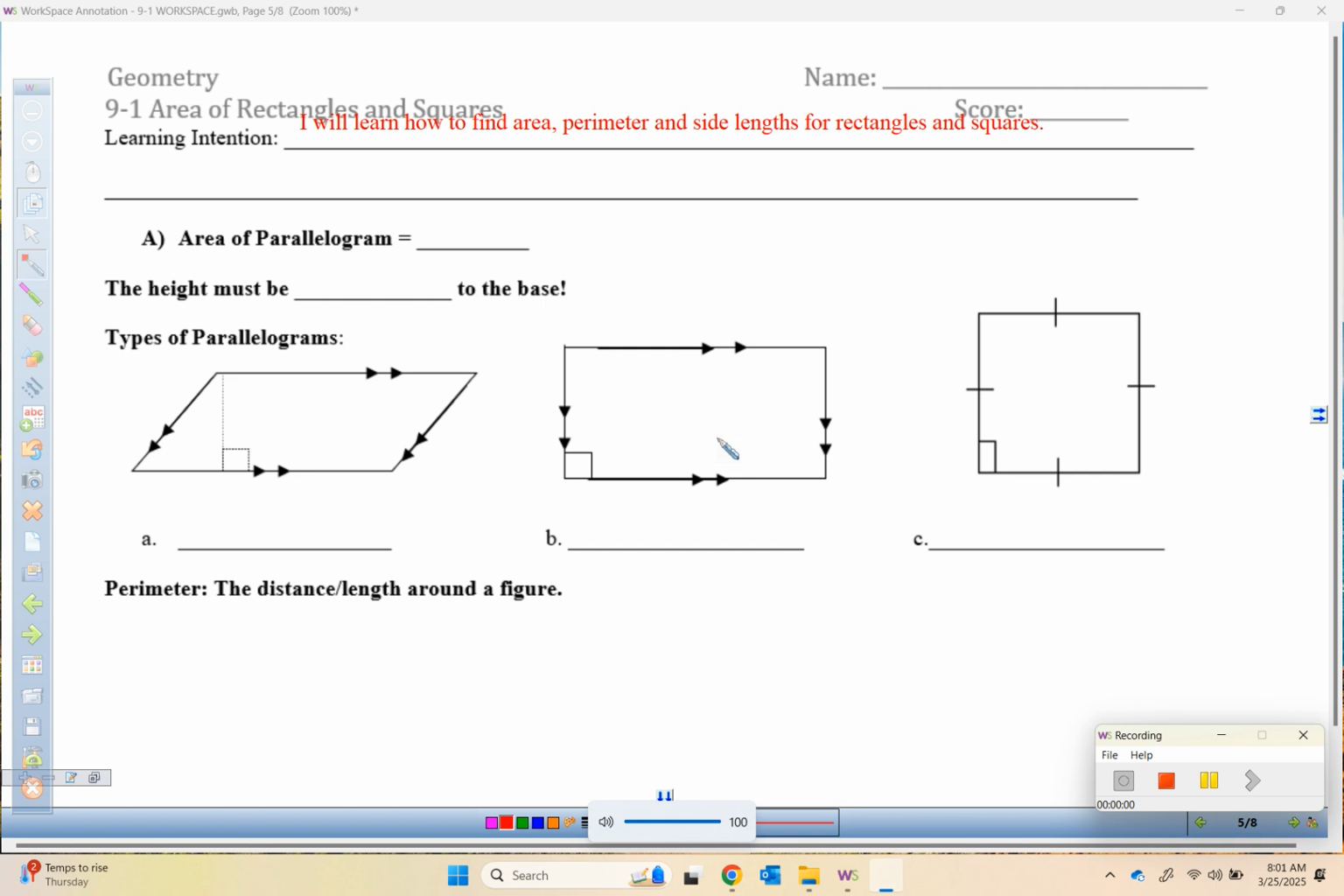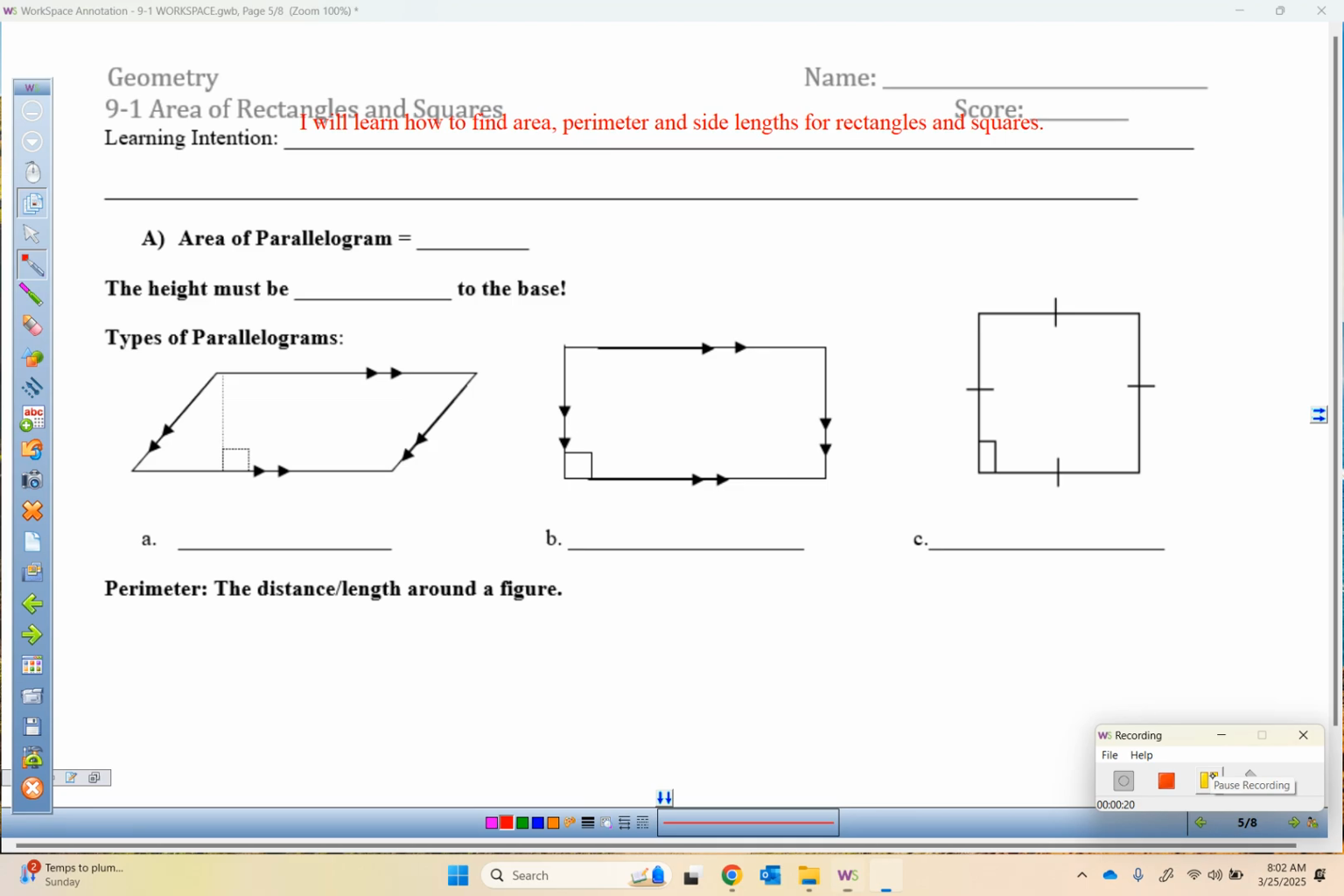All right, so we are looking at lesson 9-1, area of rectangles and squares. And so today's learning intention is: I will learn how to find area and perimeter and side lengths for rectangles and squares. Okay, so let's go ahead and take a minute and get that down.